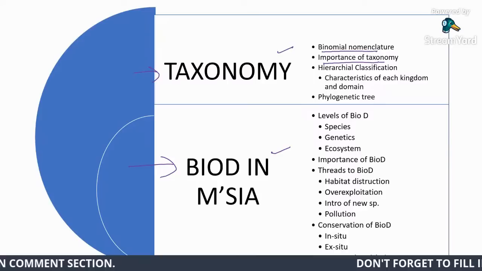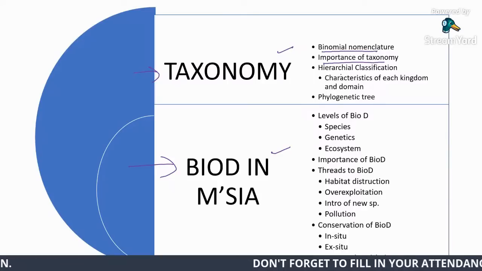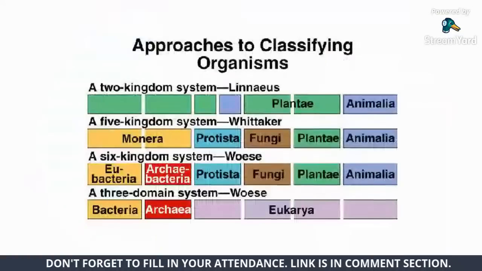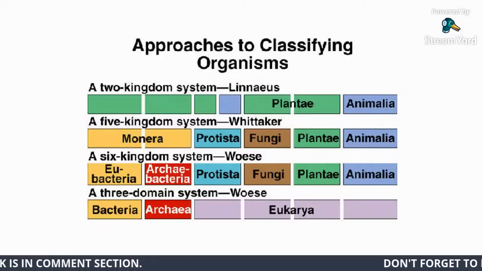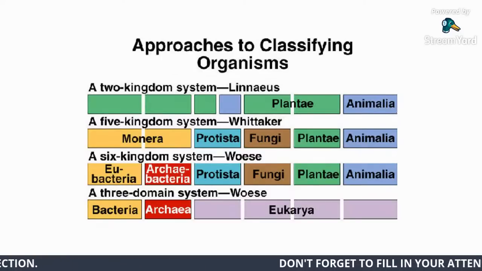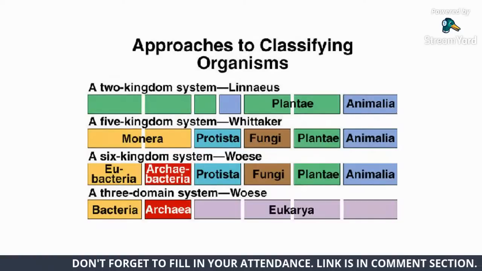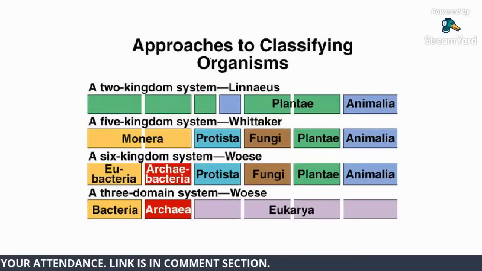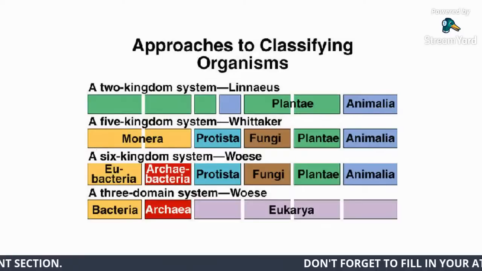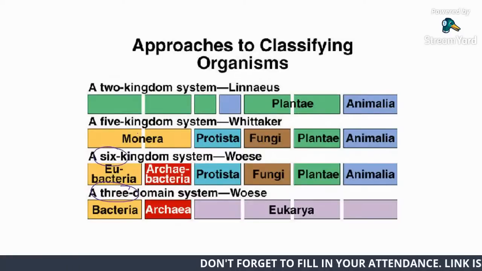Yang ni I think you boleh tengok dalam lecture note saja. Next, you learn about hierarchical classification. This is hierarchical classification. You belajar hierarchical classification ni, you belajar dia punya taxon. Starting daripada kingdom sampailah kepada species. Right, and you learn about this 3 domain 6 kingdom system. So 3 domain 6 kingdom system.